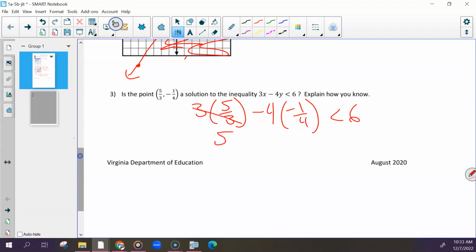So this would just be 5. This would become a plus 1. So we have 6 is less than 6. Is this a true statement? Is 6 less than 6? No. If it was equal to, it would be true. But because it's not a true statement, it's not a solution. Great. Questions on that last one?